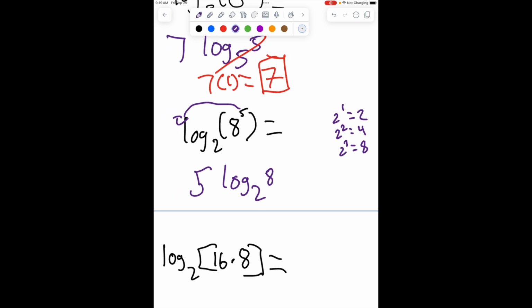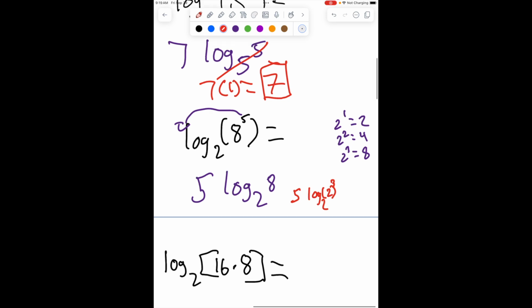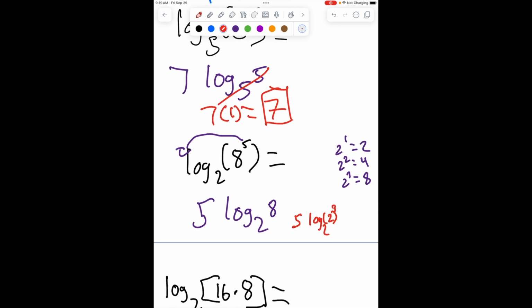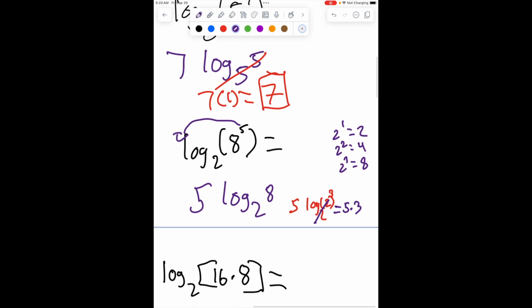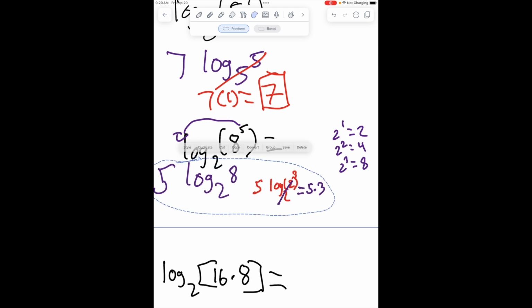So what I'm going to do is I'm actually going to rewrite this as 5 log base 2, and I'm going to rewrite 8 as 2 to the third, which again, like we just talked about above, when I have the same thing, it's going to cancel out. So really, I'm left with 5 times 3, which is going to give me an answer of 15.